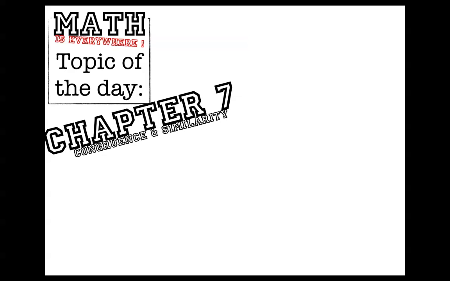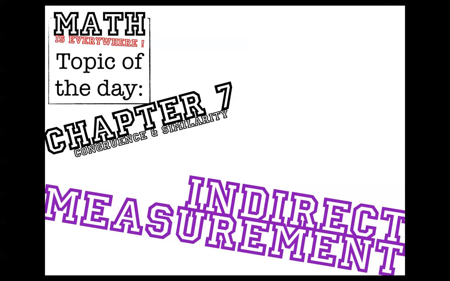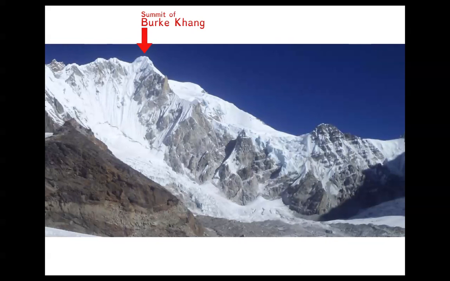Let's talk about something called indirect measurement. We're talking about geometry and congruence and similarity, and now we're going to talk about how to use that to help us solve problems. Before we do that, though, I want to show you a picture of the summit, the peak of a mountain called Burke Kang, or Burke Kong, I'm not sure how you pronounce that.